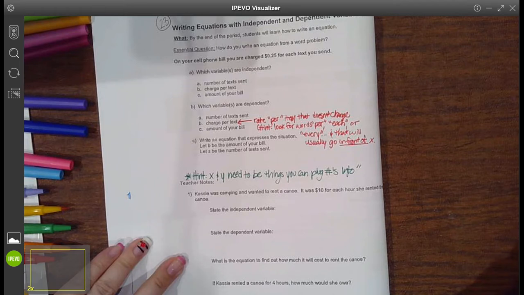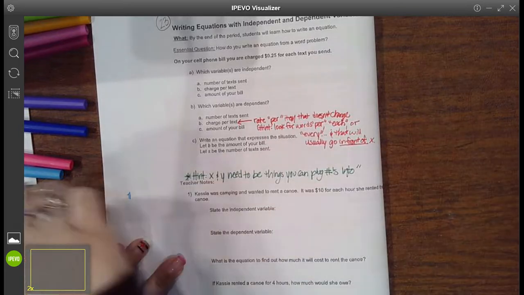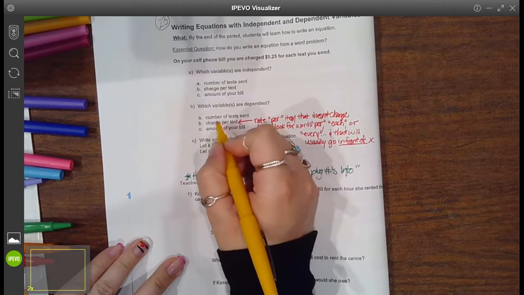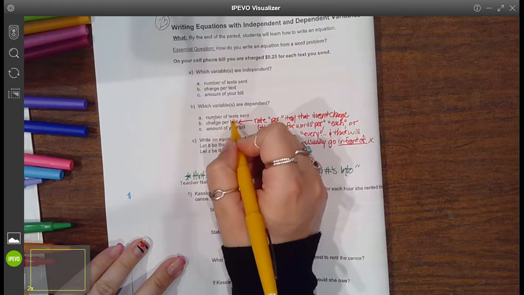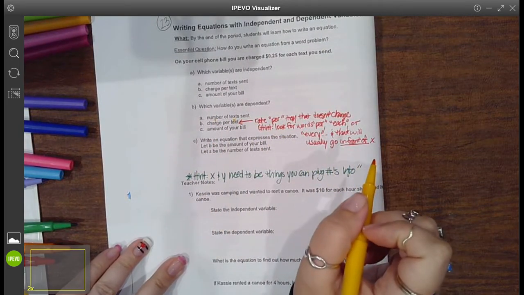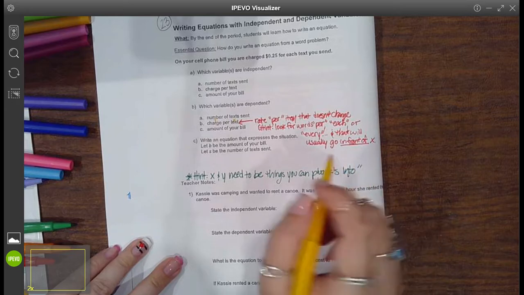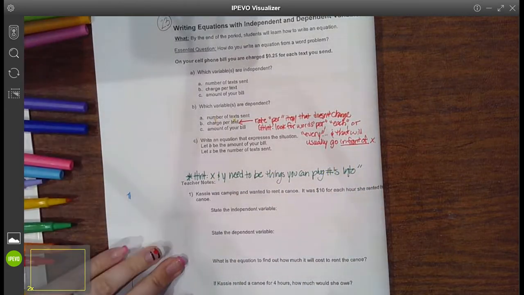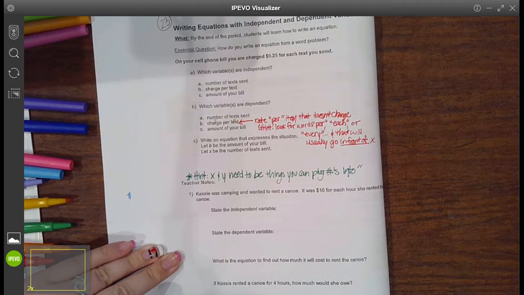And what's great is the rate of change, sometimes later on, they're going to call it the slope. It's in the form of y over x. So if it says charge per text, this is your y, this is your x, okay? And remember, what's what? Your independent variable is what? Is it the y or is it the x?